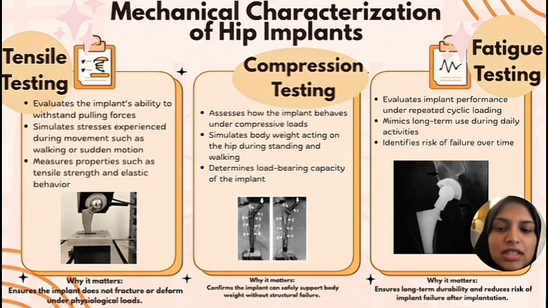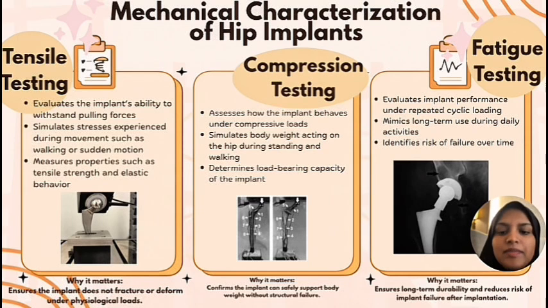Next, on to compression testing. Compression testing looks at how the implant behaves when it's pushed or compressed, which is what happens when the body weight is transferred through the hip during standing, walking, or sitting. This helps us check whether the implant can safely support the patient's body weight without deforming or collapsing.